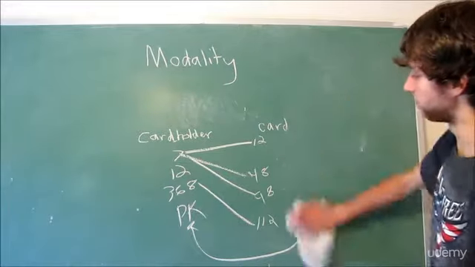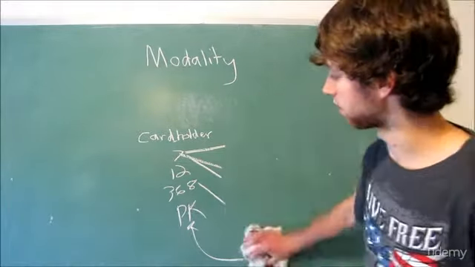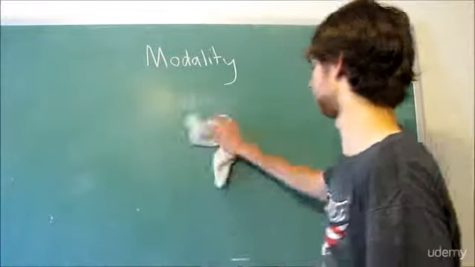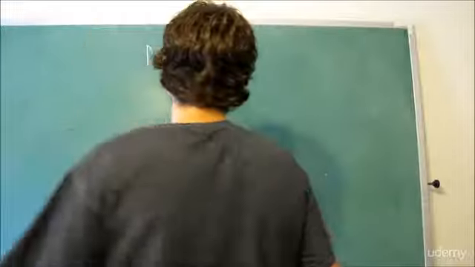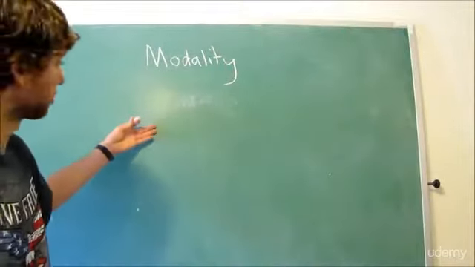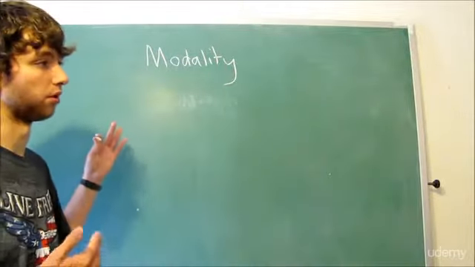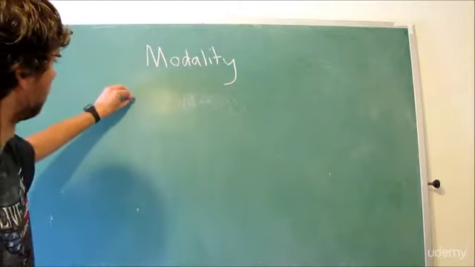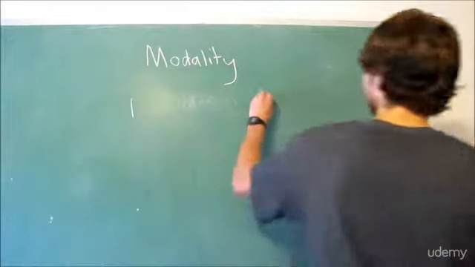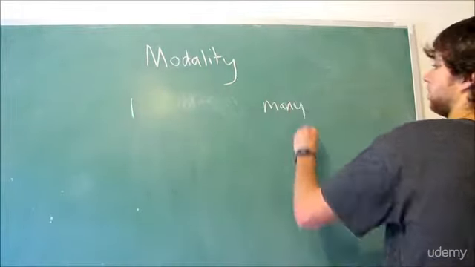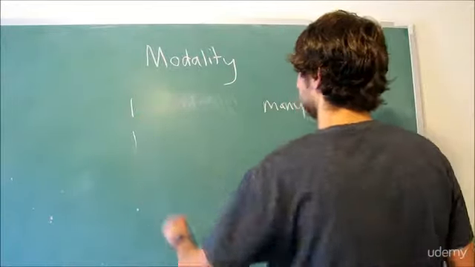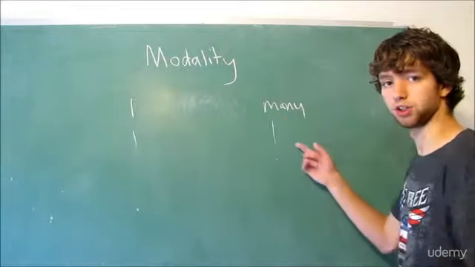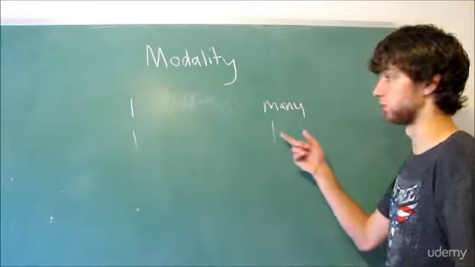Well, I know we've already explained this all, but now let's talk about designing. Let's just make this simple. We'll say one card. We're going to talk about a one-to-many relationship, meaning one card holder owns many cards, and we're also going to be talking about a one-to-one relationship, meaning one card owner owns one card.